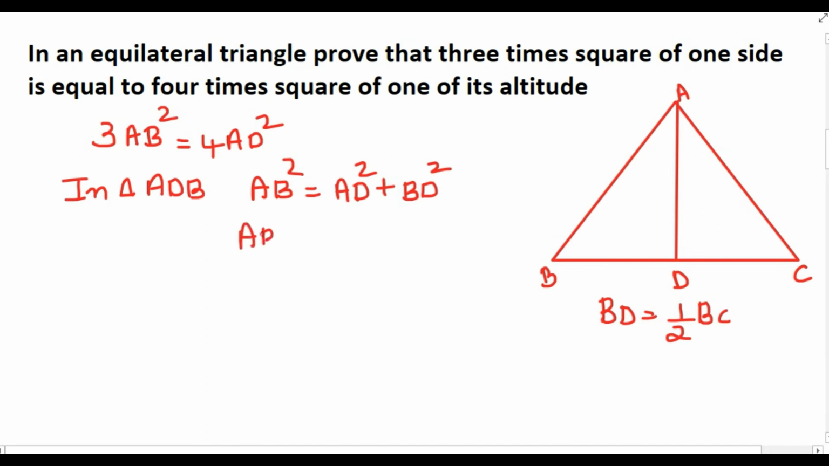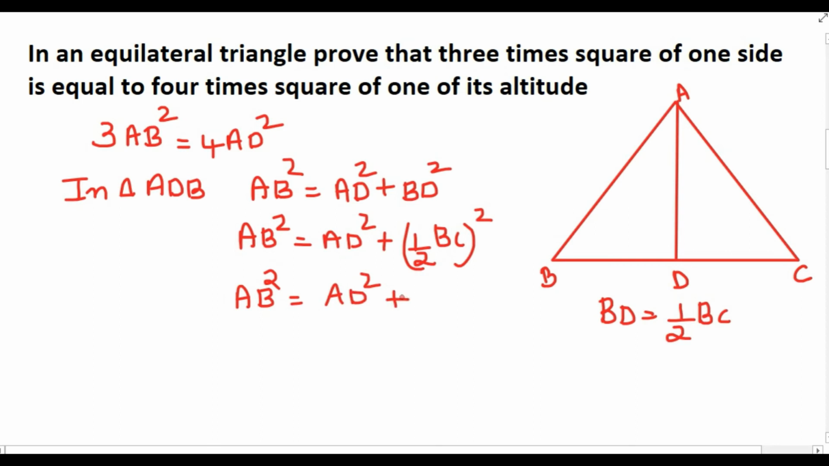So I can write AB square is equal to AD square, because somehow I want to remove this BD. I want in my answer only AB and AD. So it is half BC the whole square. Now we have AB square is equal to AD square plus 1 by 4 BC square.